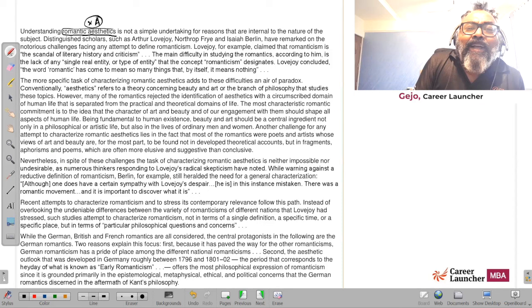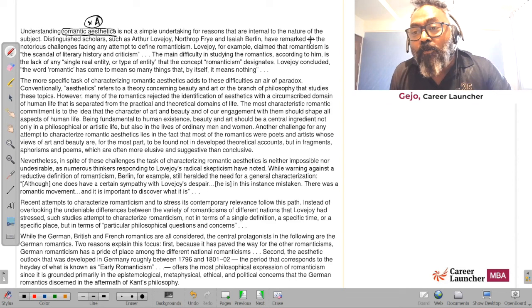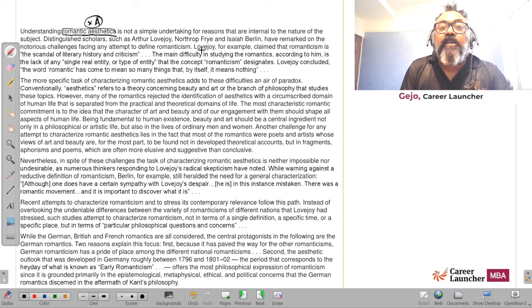Understanding romantic aesthetics is not a simple undertaking for reasons that are internal to the nature of the subject. Distinguished scholars such as Arthur Lovejoy, Northrop Frye, and Isaiah Berlin have remarked on the notorious challenges facing any attempt to define romanticism. And then we are given an example. Lovejoy, for example, claimed that romanticism is a scandal of literary history and criticism. The main difficulty in studying romanticism, according to him, is a lack of any single real entity or type of entity that the concept of romanticism designates. There is no one thing that I can hold on to. Lovejoy concluded that the word romantic has come to mean so many things that by itself it means nothing.